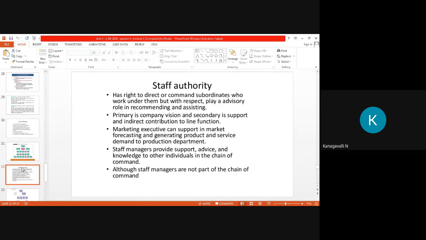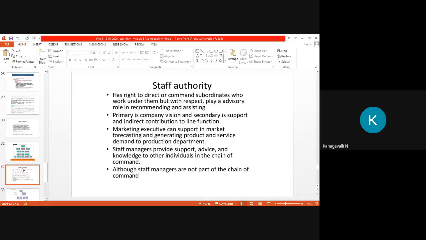Then see the staff authority characteristics here. It has the right to direct or command subordinates who work under them, but with respect to others, it plays an advisory role in recommending and assisting. Then the staff authority, the primary is company vision, and secondary is support and indirect contribution to the line function.